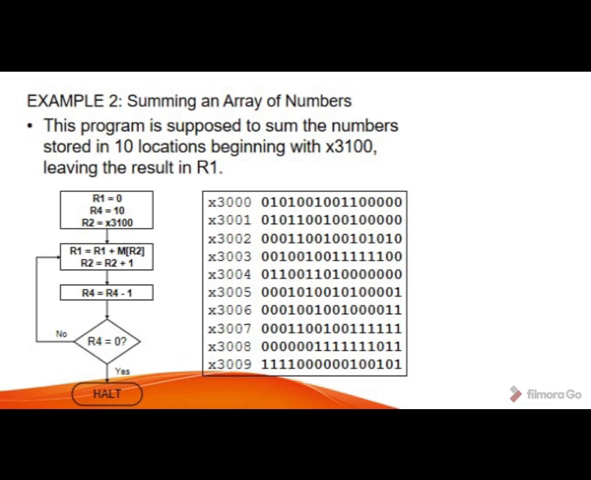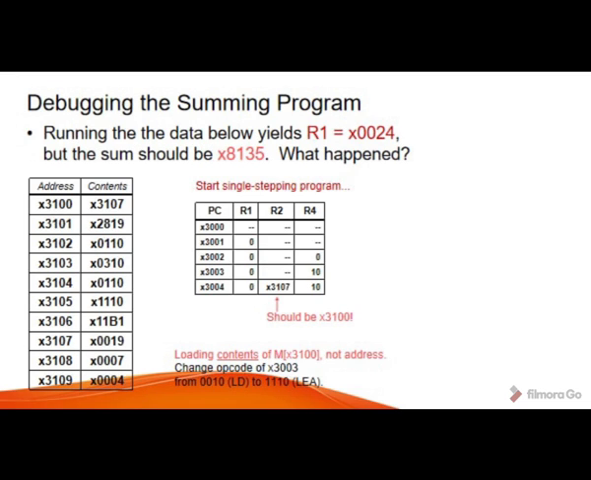Slide show example 2, summing an array of numbers. This program is supposed to sum the numbers stored in 10 locations beginning with x3100, leaving the result in R1. This slide provides some very useful hints and shows the address and contents of that address. The program in example 2, when run with the array of data also given, ends with R1 holding x0024.